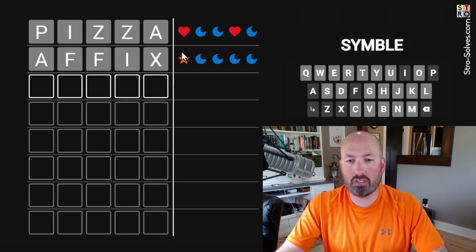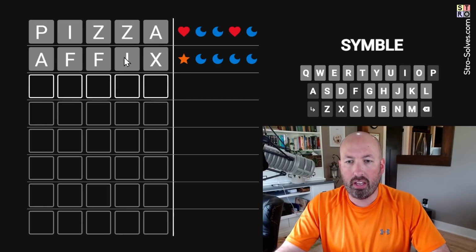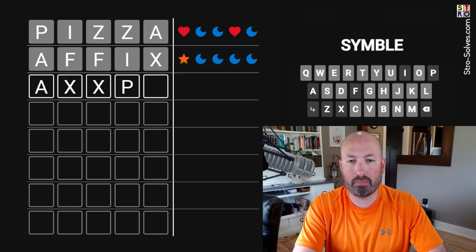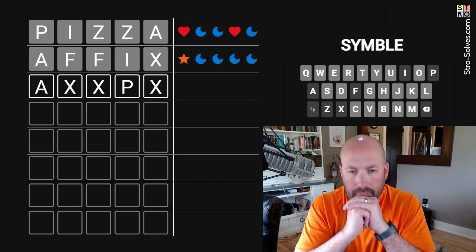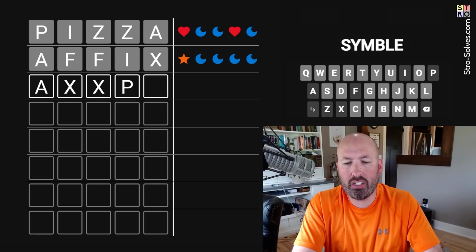Okay, so I think the star is the green. So the first letter is an A. Now the fourth letter, it was in pizza, is not an A, is not an I, is not a Z, so it has to be a P. So we've got A something something, P something. So that's interesting because what's gonna come at the end?